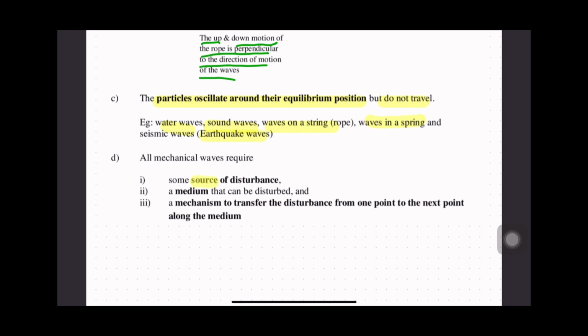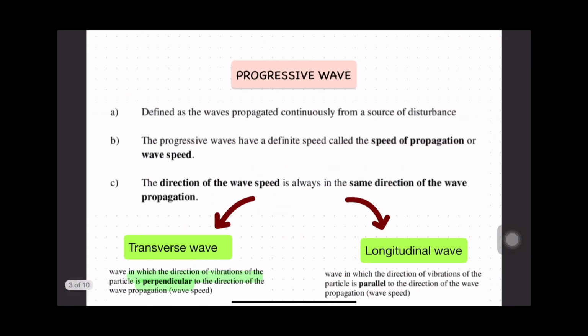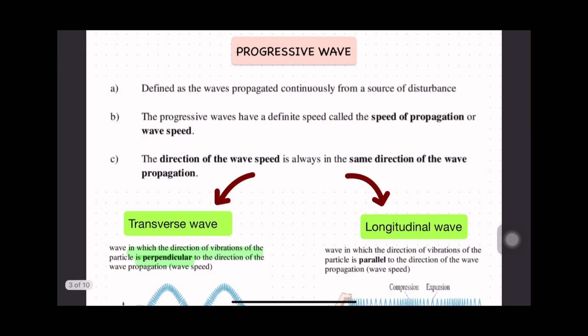All mechanical waves require some source of disturbance. If there is no disturbance, how can a wave exist? There must be a medium that can be disturbed, and a mechanism to transfer the disturbance from one point to the next point along the medium. Progressive waves we divide into two. A progressive wave is a wave that propagates continuously from a source of disturbance. It has a definite speed called the speed of propagation, or wave speed, which is constant. The direction of the wave speed is always the same as the direction of wave propagation.